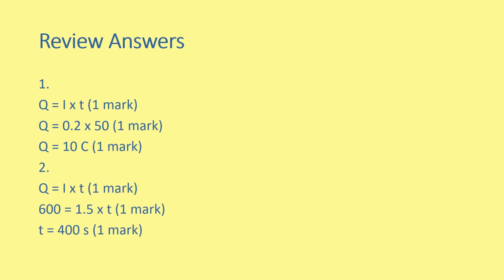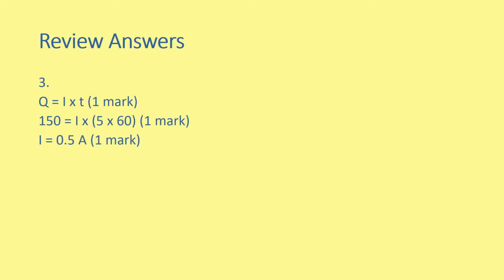Question 2, Q is equal to IT, again giving you a mark for the equation. 600 coulombs is equal to 1.5 amperes multiplied by T, and then T is equal to 400 seconds. Question 3, Q is equal to IT for 1 mark. 150 is equal to I multiplied by the time, which you've now converted from minutes, which is equal to 5 times 60, 300, and I is equal to 0.5 amperes.